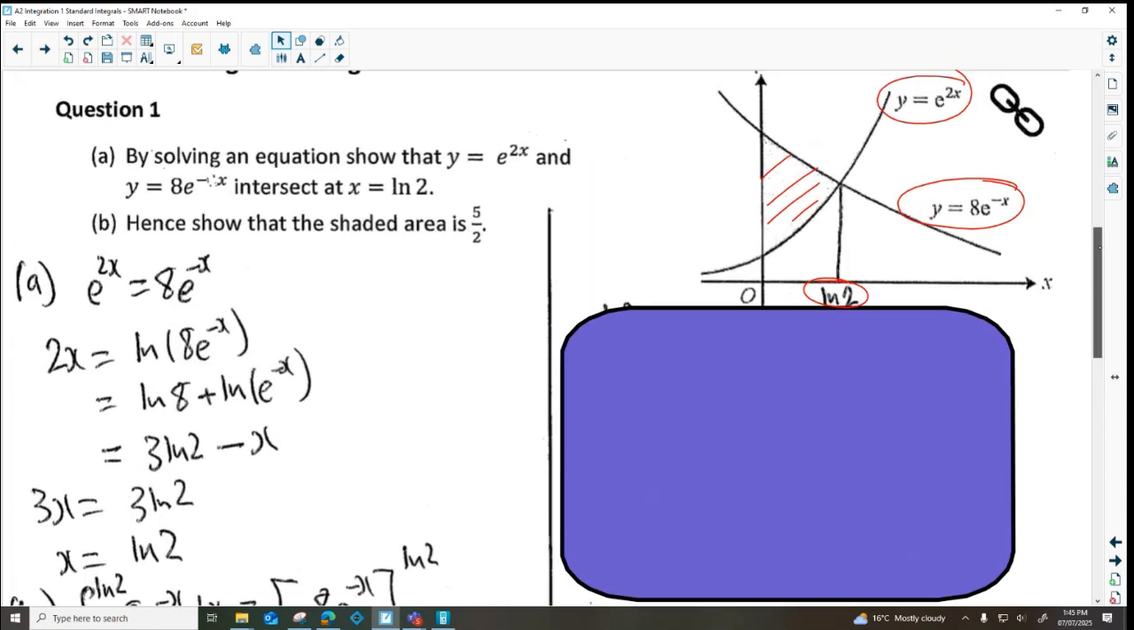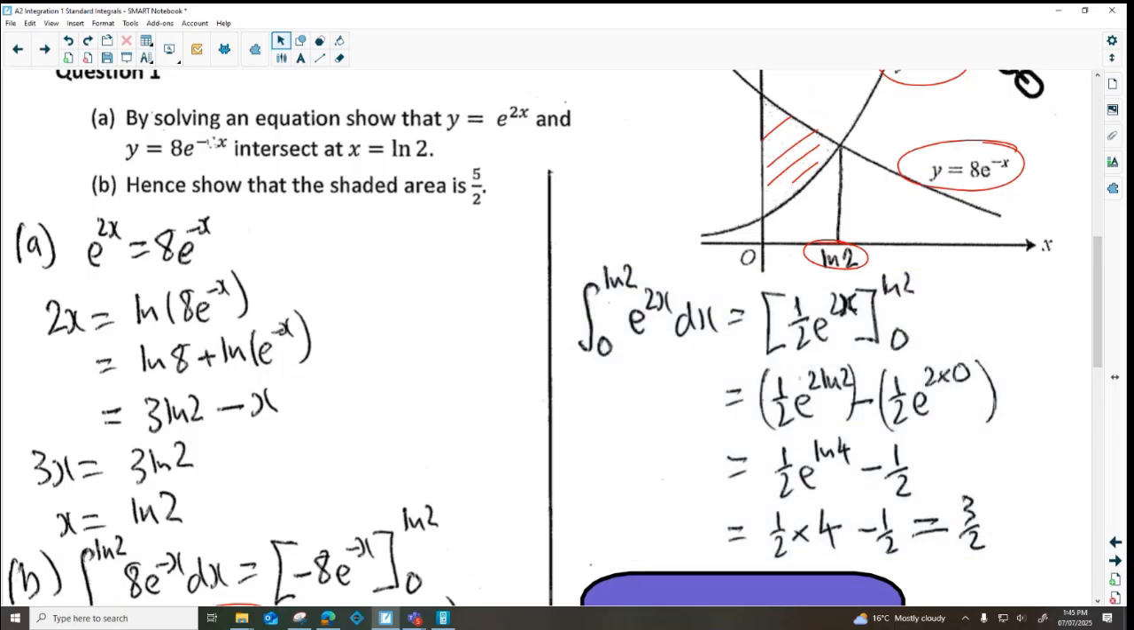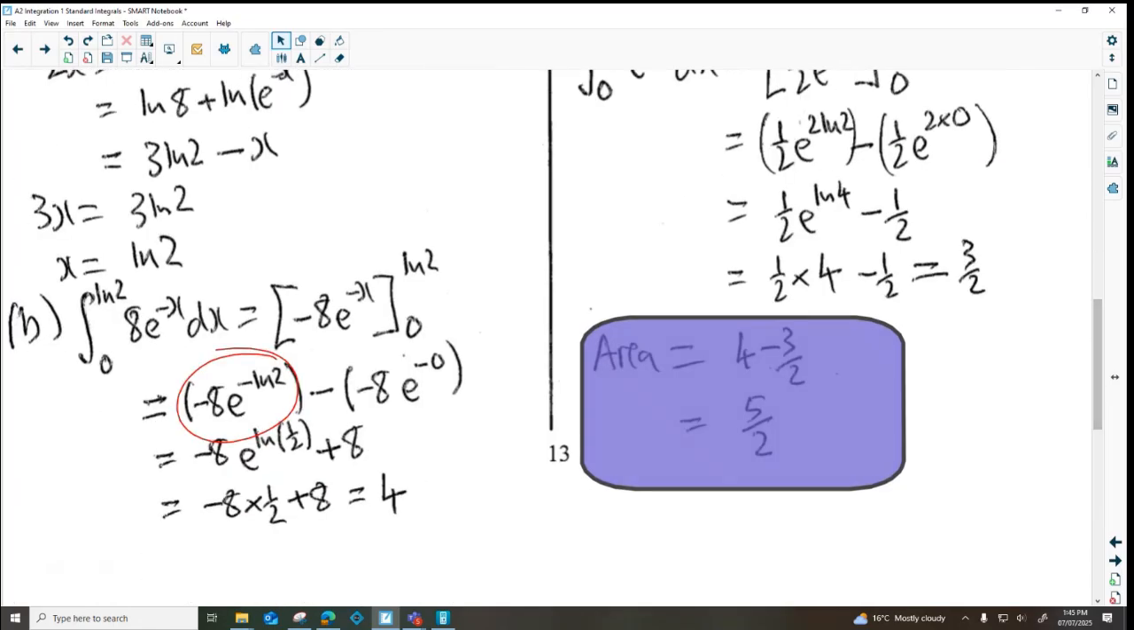Then the area under the second graph is the integral from 0 to ln 2 of e to the 2x, which integrates to give a half e to the 2x. Sub in x equals ln 2, sub in x equals 0, and subtract. The first term, using laws of logs, becomes a half e to the ln 4, which is a half times 4. The second term becomes a half e to the 0, which is just a half. So that is 3 over 2.